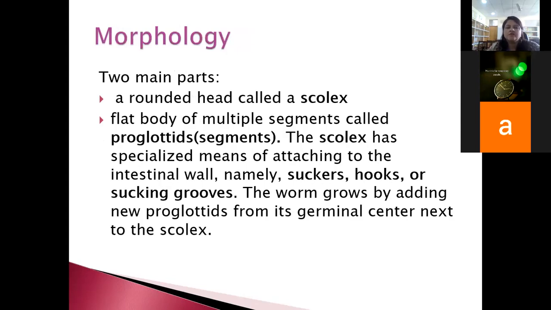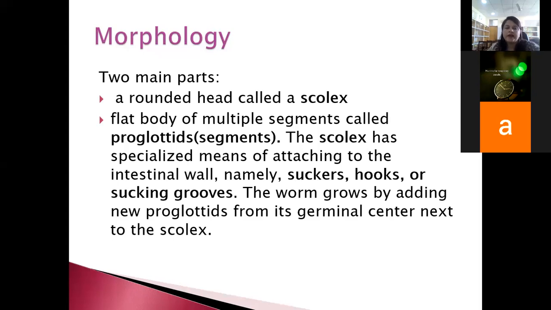Morphologically, they mainly have two parts. One is the rounded head that I told you before, scolex, and a flat body of multiple segments called proglottids. And the scolex has a specialized means of attaching to the intestinal wall, namely suckers and hooks, and sucking grooves. So it depends upon which type of cestodes we are talking about. They have some differential things on the scolex, that is their head. Like some suckers will be present in almost everyone, then hooks will be present in some, and the sucking grooves will be present in some.